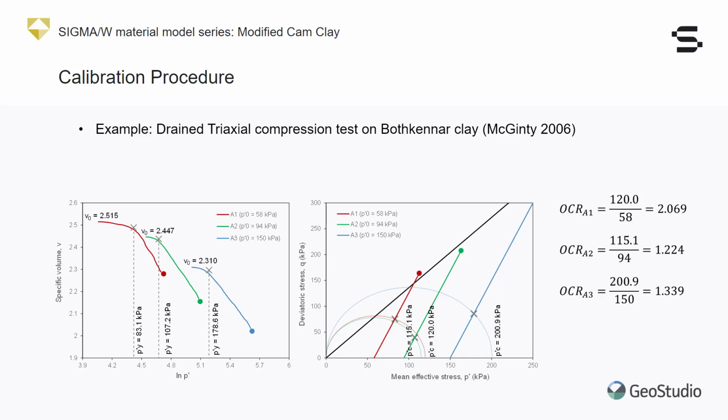With this, the overconsolidation ratios for the samples are found to be 2.069, 1.224, and 1.339. Therefore, the first sample is more overconsolidated than the other two samples. This can also be deduced from the response of the sample in V versus ln p prime space, where it has a longer elastic branch than the other samples.